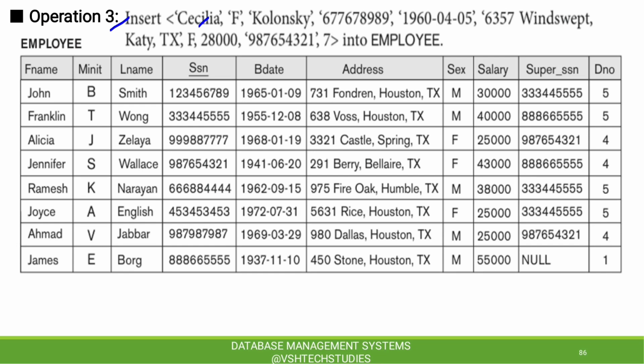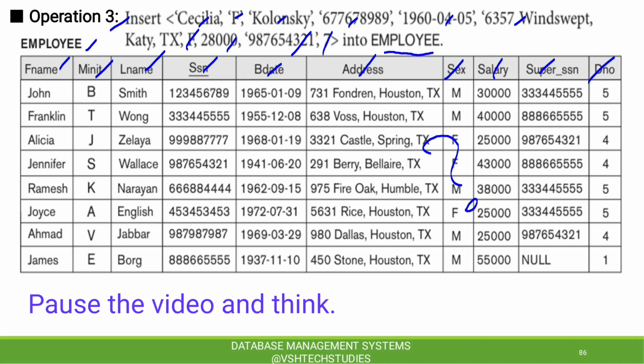So here Cecilia value is mentioned for F name, F for M minute, Kolonsky for last name, this value for SSN, and this is for birth date, this is for address, and this F for gender, 28,000 for salary, this is for supervisor number, and 7 for department number. These values are to be inserted into employee relation. Whether this insert operation is going to be successful, think for a while.